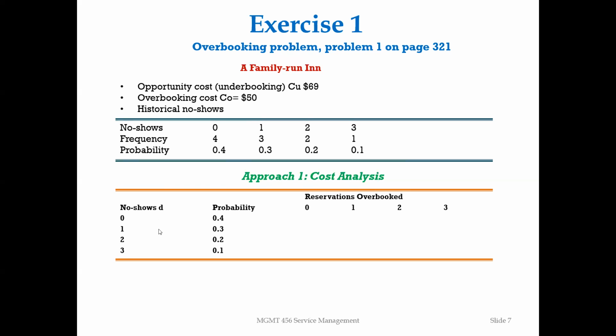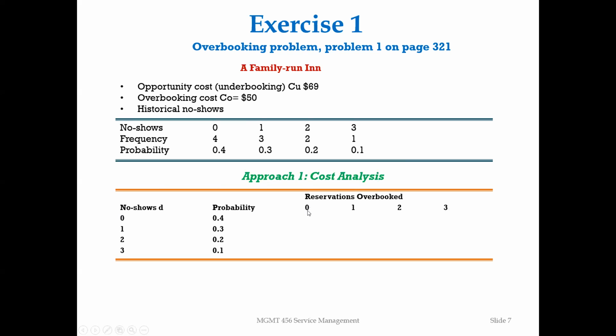The first column is the number of no-shows from 0 to 3, so 0, 1, 2, 3. The second column is the corresponding probability: 0.4, 0.3, 0.2, 0.1. These first two columns are copy-paste. Then we have to fill the table. We try each possible overbooking limit from the lowest one, 0, all the way to the highest possible overbooking limit, 3. So 0, 1, 2, 3. These four numbers are identical to the numbers of no-shows, so we try 4 different overbooking limits.